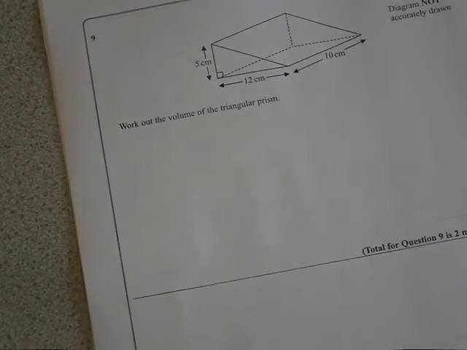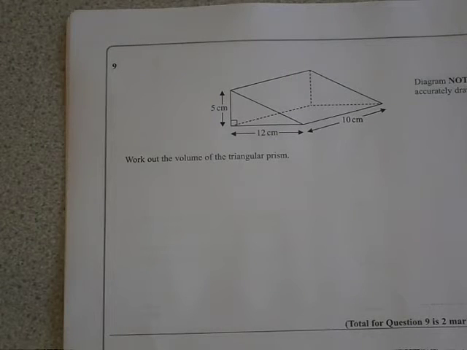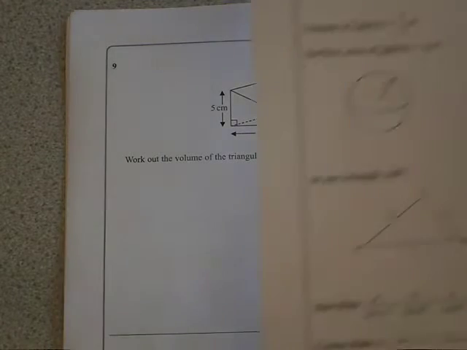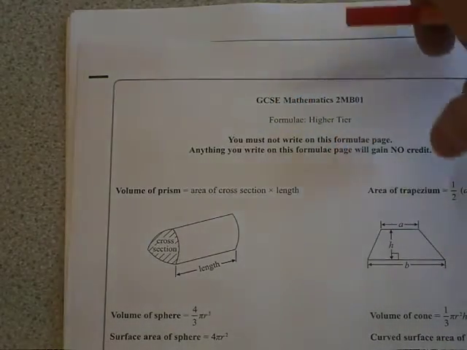So now we're on to question 9. Question 9 is asking you for the volume of a triangular prism. Now, the volume of a prism is actually fairly straightforward, so you shouldn't have too much problems in being able to work this out. However, there is a common error that comes up when people do this, especially with the triangular prism. The volume of a prism is given to you on the formula page, area of a cross-section times by the length.